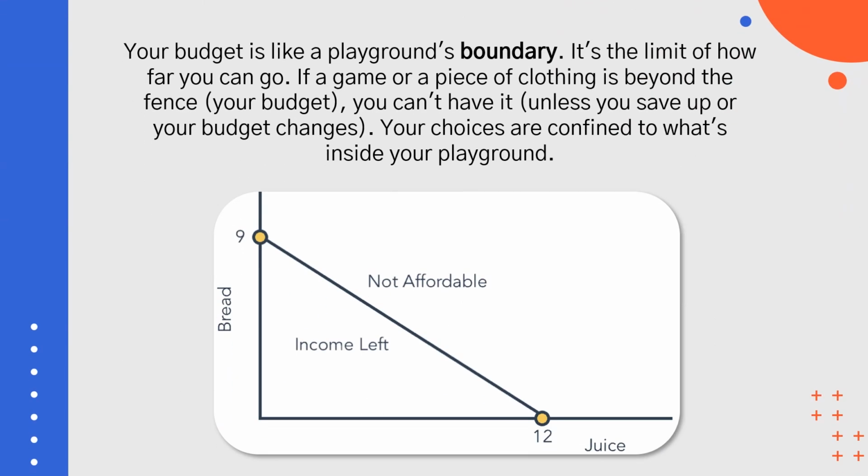Think of it as the boundary of a playground. Your budget is a limit on how far you can go. If something is beyond this boundary, like a game or clothing outside your budget, you can't afford it unless your budget increases or you save up. Inside this boundary are all your affordable choices.